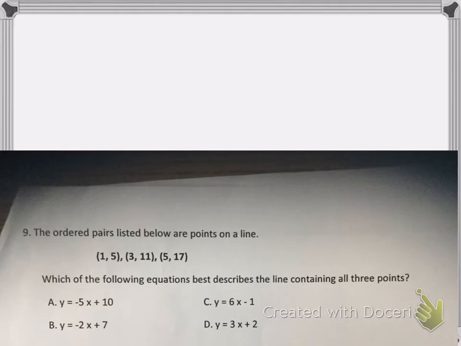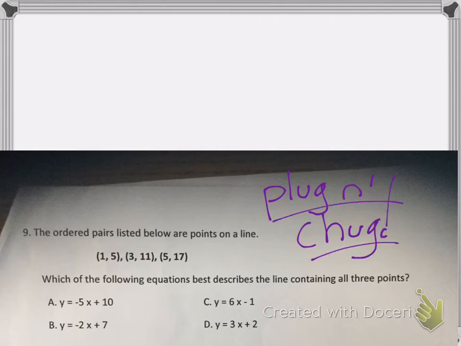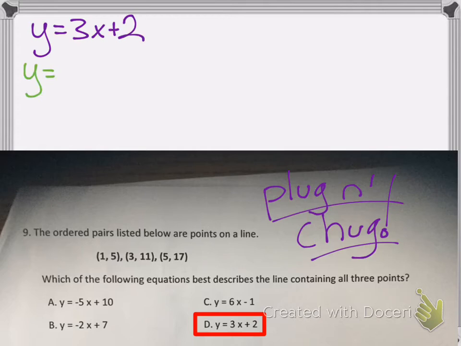Alright, question 9. The ordered pairs listed below are points on a line. Which of the following equations best describes the line containing all 3 points? This is very simple. You just plug and chug again, and it will be choice D. So let's just look at why that is the correct answer. If you take 1, 5 and you plug it in for x, you would get 3 times 1 plus 2. But since 1 is being paired with 5, you can just replace y with 5. And 3 times 1 is 3, plus 2 is 5, so it checks out.